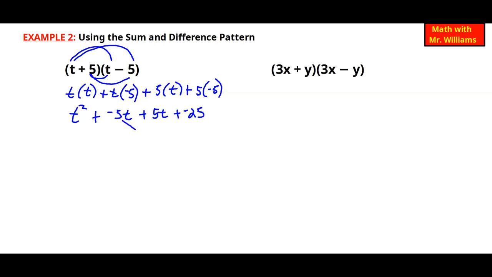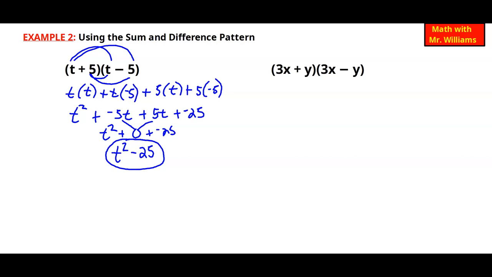All right, let's combine our like terms here. We see that a negative 5t and a positive 5t cancel out, giving us a 0. Bring everything else down and simplify it. So we have t squared minus 25 as our answer.